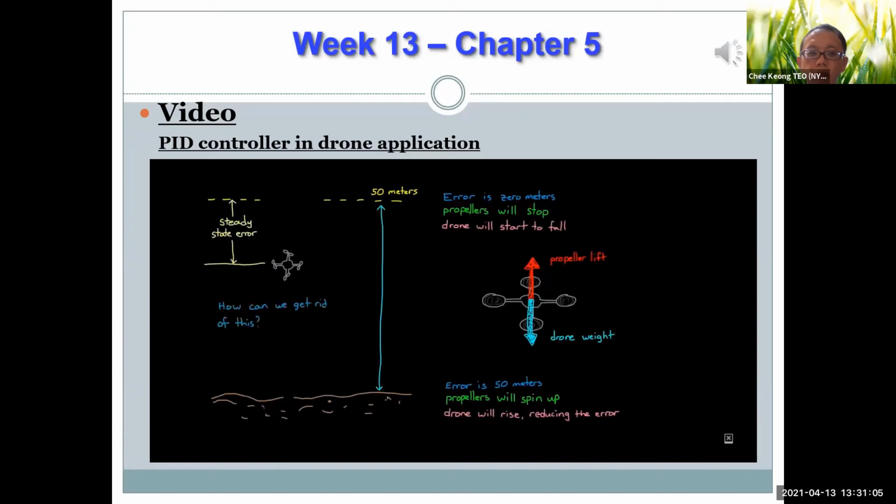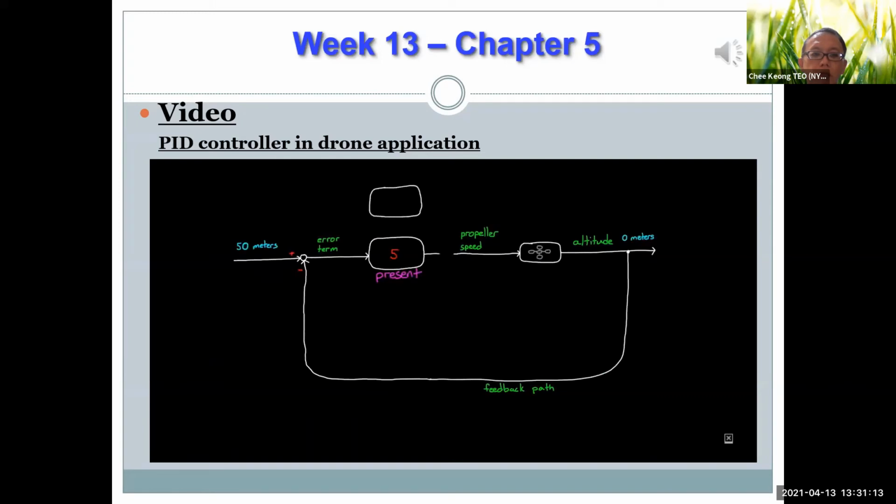So how can we tweak our controller to get rid of this steady state error? We can do that by letting our controller use past information, or specifically adding an integrator path in our controller that's added alongside the proportional path.